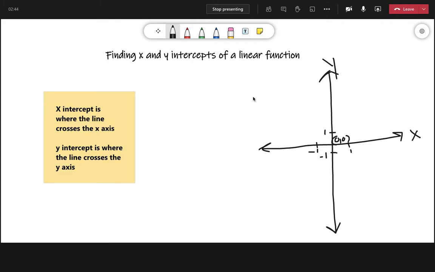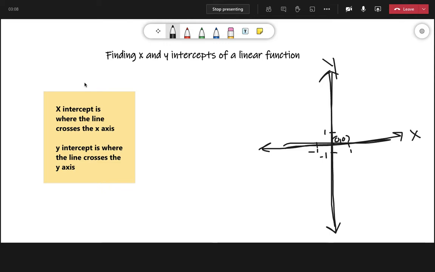So today we are going to be discussing finding the x and y intercepts of a linear function. The first thing I must remind you guys is the x-intercept is where it crosses the x-axis over here. And the y-intercept is where it crosses the y-axis. One thing I must note, we're just going to be using linear equations today.